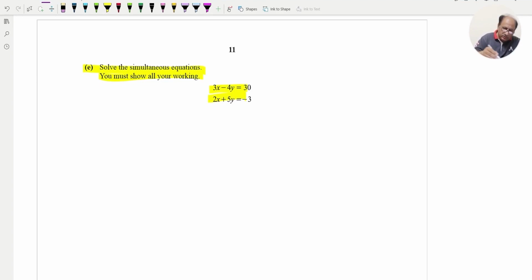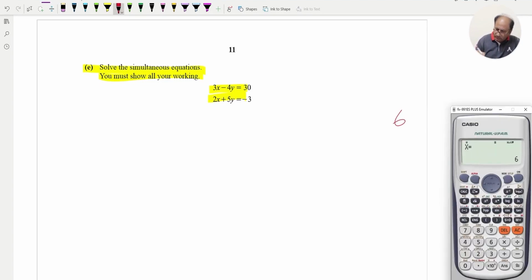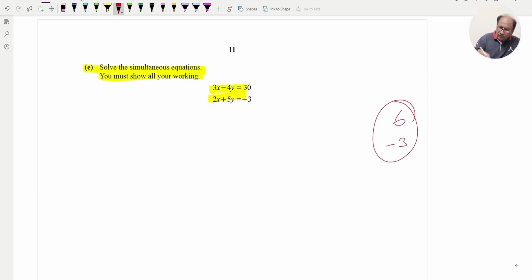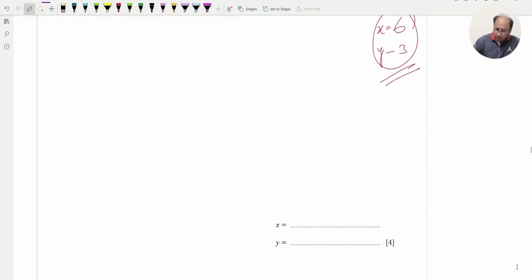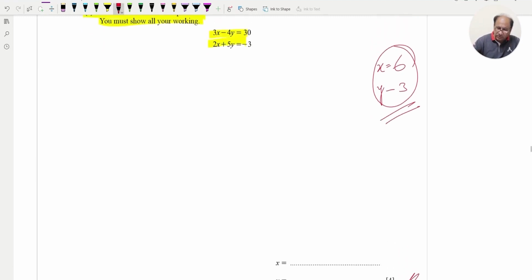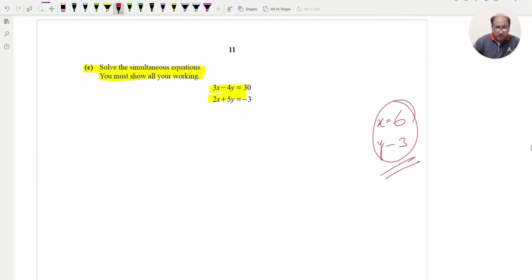X value is 6, and the second value, y value, will be minus 3. So we got these answers. Keep in mind, this is the direct answer which we found, but you will not get the 4 marks for just checking this answer. This is a check, for your consultation. While sitting in the exam, you can check whether your answer is correct or not. You have to provide the complete working.